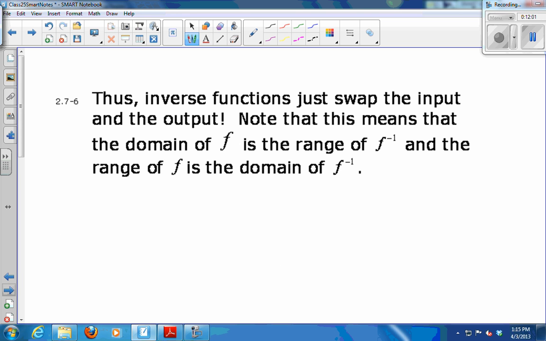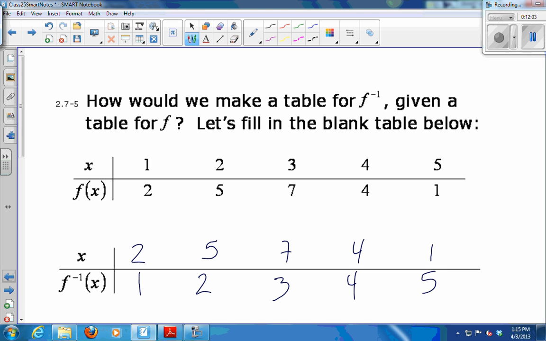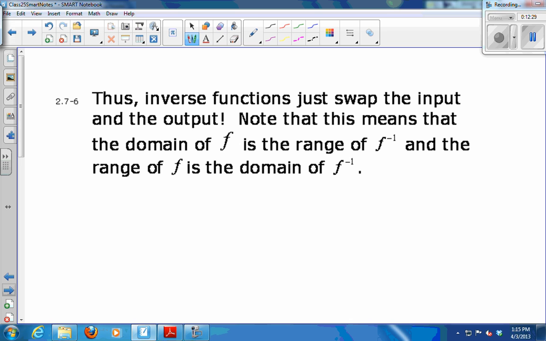All right, so what you notice about these two tables is that the rows just swapped, right? The input row for F became the output row for F inverse, and the output row for F became the input row for F inverse. That means the domain of a function F is the range of the inverse function, and the range of F is the domain of F inverse. So inverse functions just swap the role of input and output, meaning the domain and range switch.